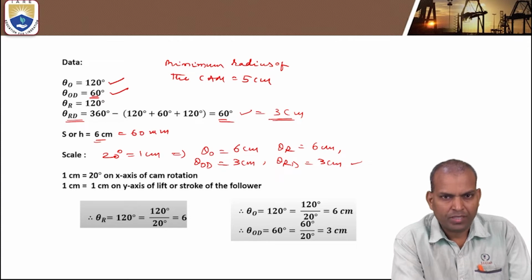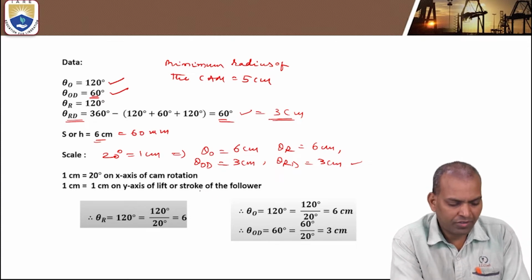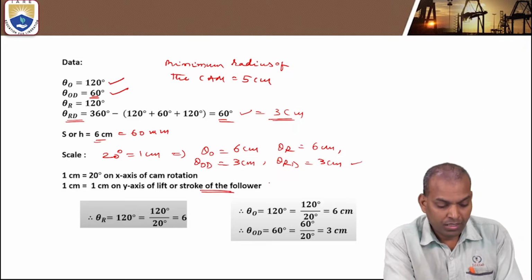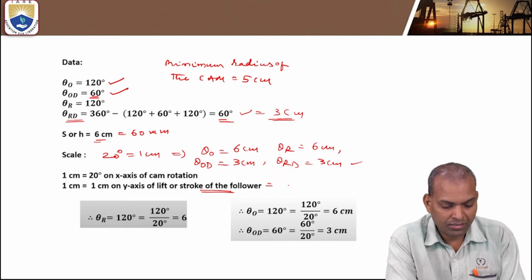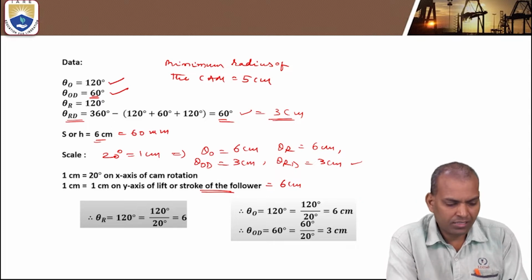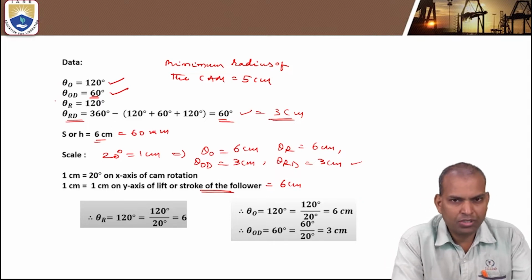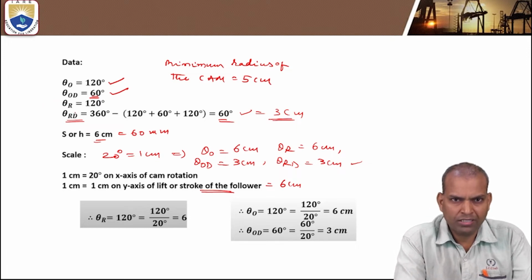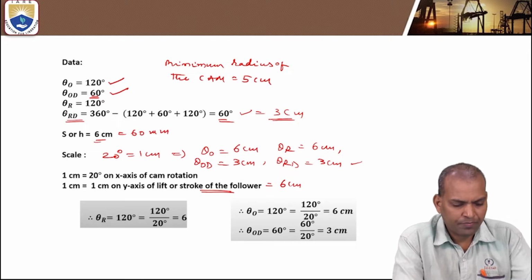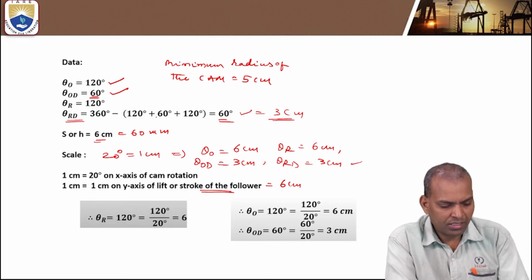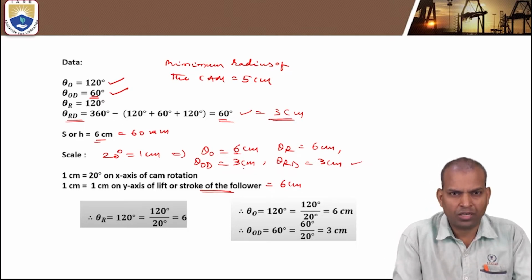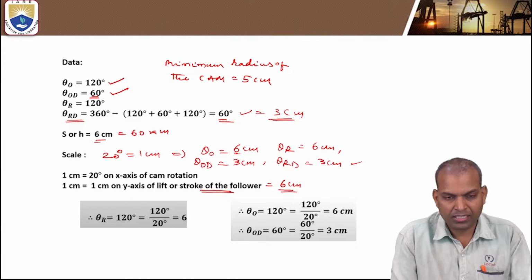And what about the y-axis? On the y-axis, we have to use the stroke of the follower, which is mentioned in the data as 6 centimeters. So what is the length of the x-axis? It is the sum of the lengths of outstroke, dwell during outstroke, return stroke, and dwell during return stroke. That is 6 plus 3, 9, 9 plus 6, 15, plus 3, 18. Total 18 centimeters on the x-axis, and on the y-axis it is 6 centimeters.